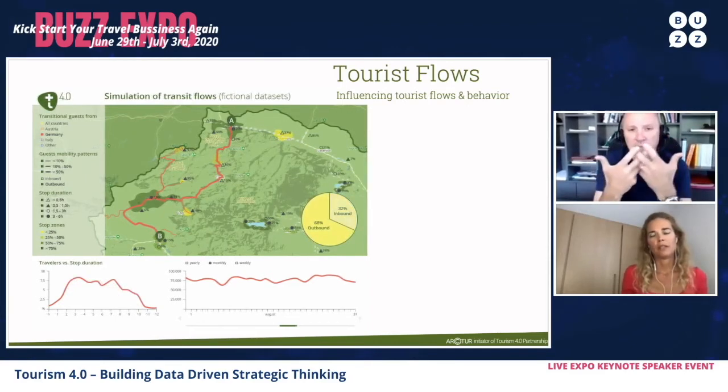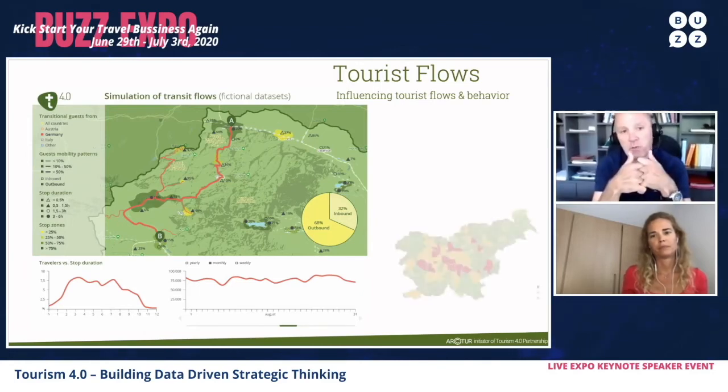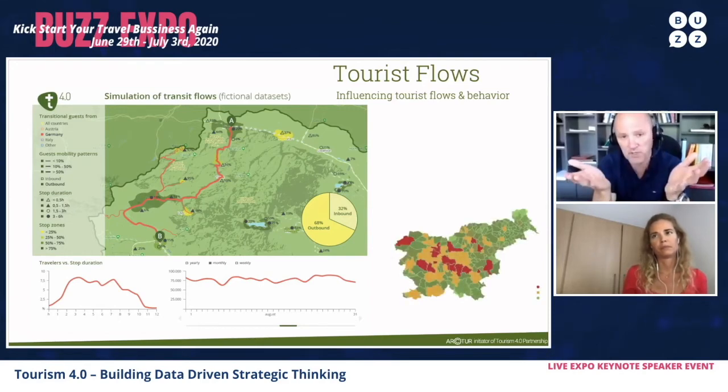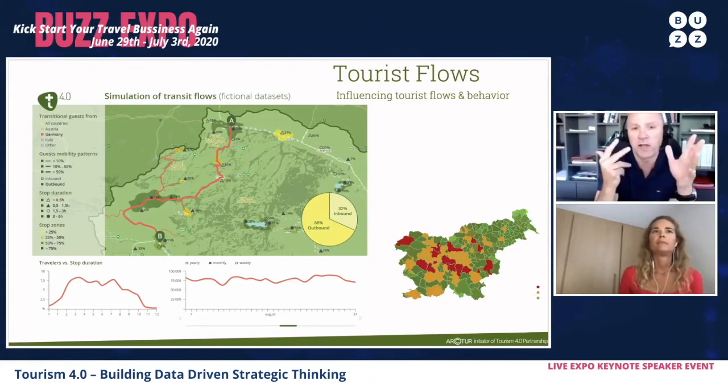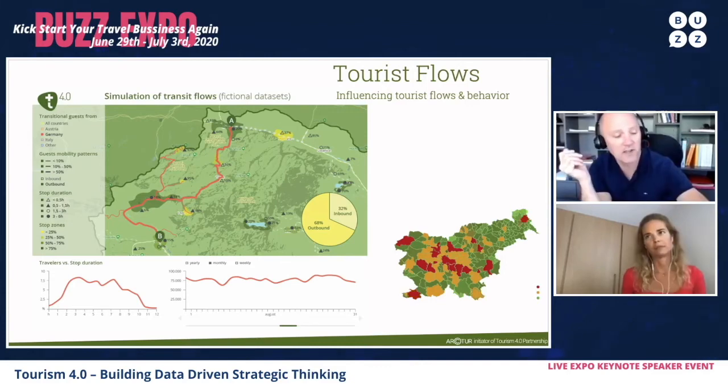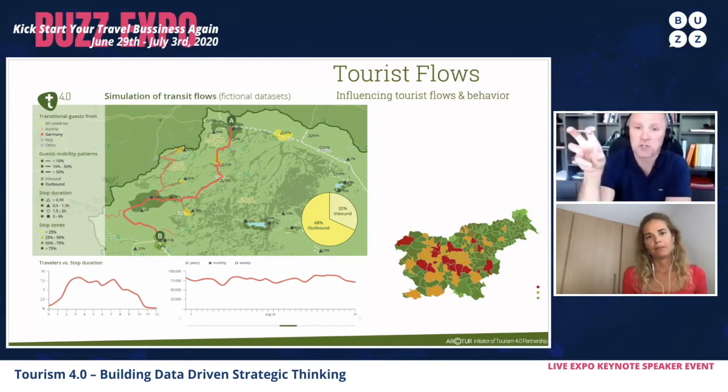We can analyze the flows of tourist predictions, combining all sorts of data sets, not only mobile phone, but also tourist taxis, TripAdvisor, Airbnb, and we combine these tourist flows and we make predictions. Of course, this is another important part: predictions.